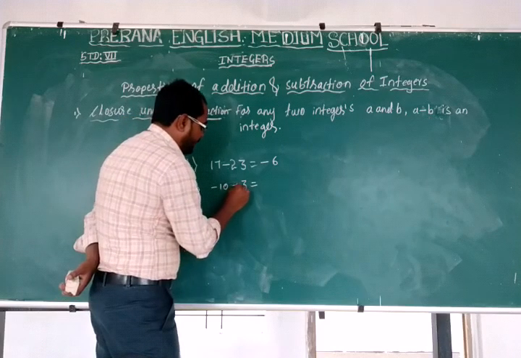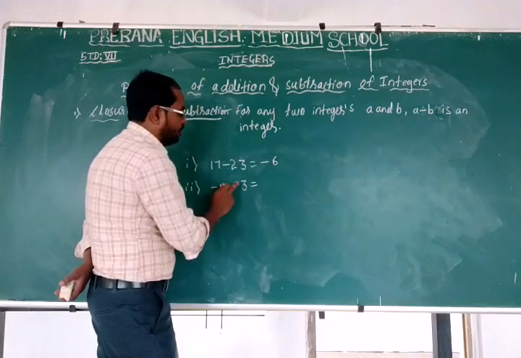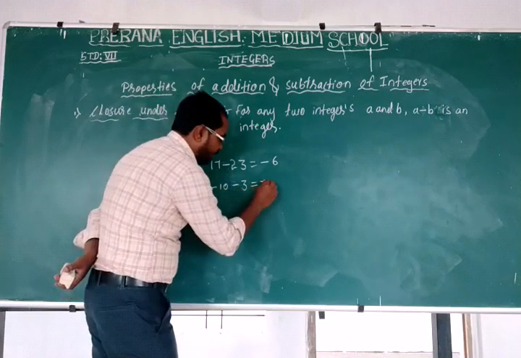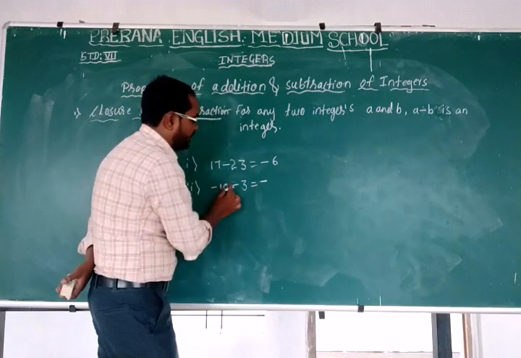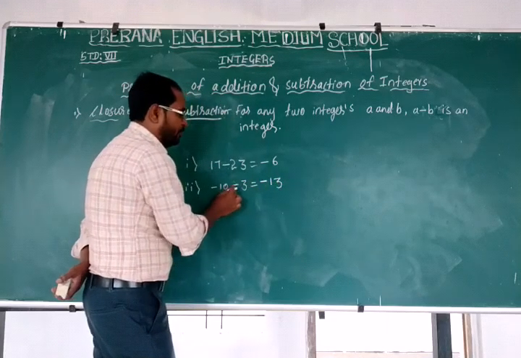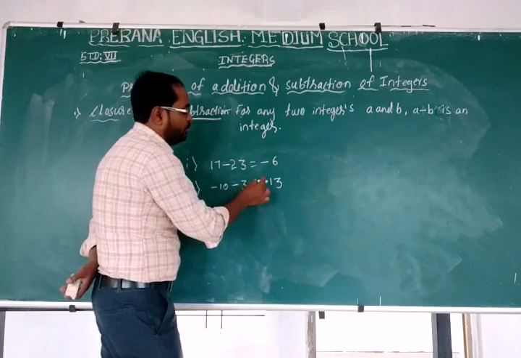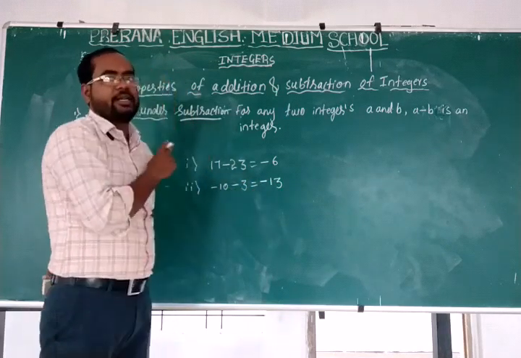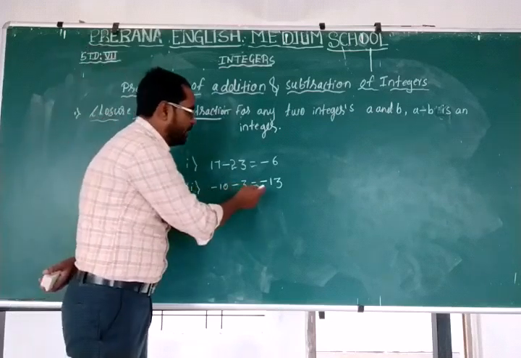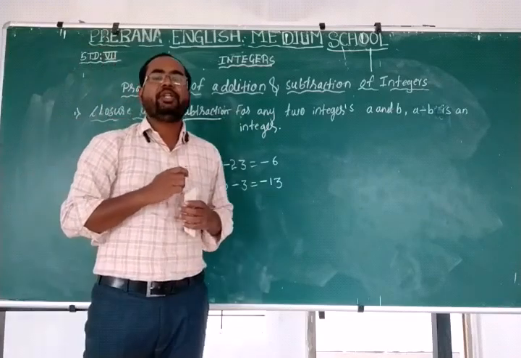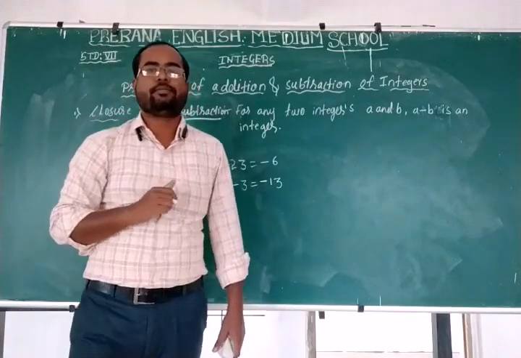Next, minus 10 minus 3. In minus 10, if you subtract 3, both are minus, right? Keep the minus as it is and add the numbers. 10 plus 3 will be 13, so minus 13. Here minus 10 is an integer, 3 is an integer. When you subtract, you will get minus 13 as the result, which is also an integer. These are the closure properties under addition and subtraction.